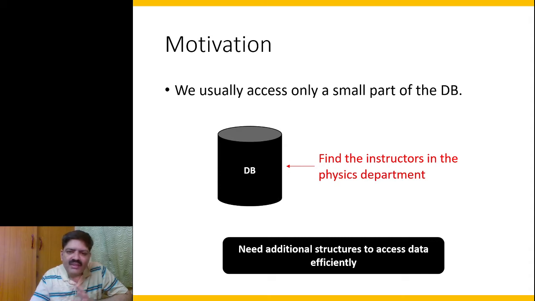We usually have access only to a small part of the DB. So let's say there are many relations in our database and we are only interested in the instructors in the physics department. So that's a small part of all the data that we have. When we are accessing such small parts of huge data, we need some additional structures to access data efficiently.